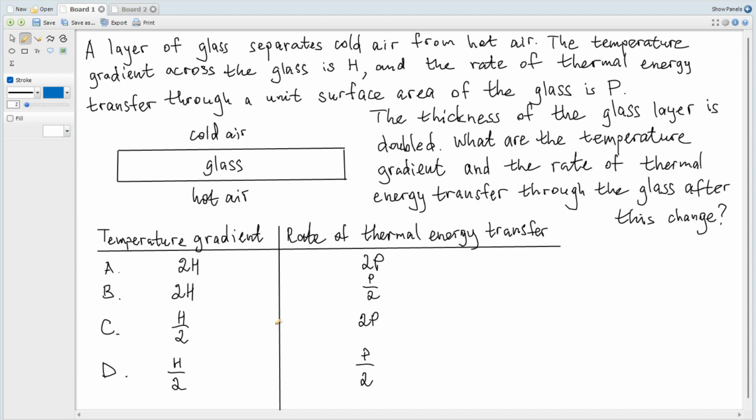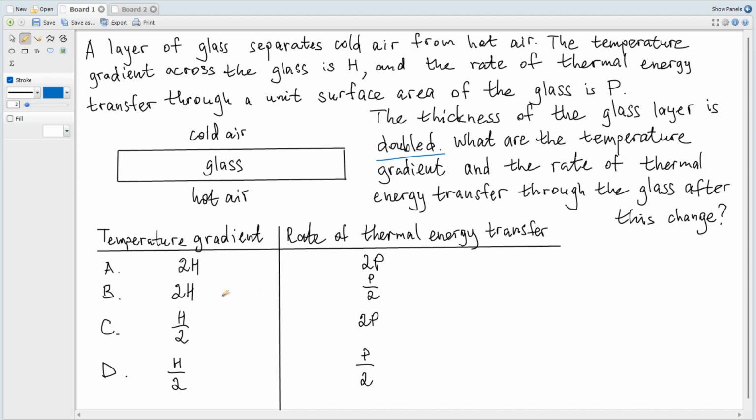A layer of glass separates cold air from hot air. The temperature gradient across the glass is H, and the rate of thermal energy transfer through a unit surface area of the glass is P. The thickness of the glass layer is doubled. What are the temperature gradient and the rate of thermal energy transfer through the glass after this change?